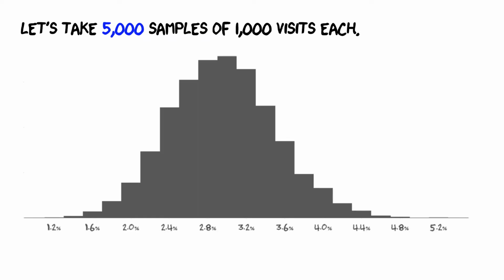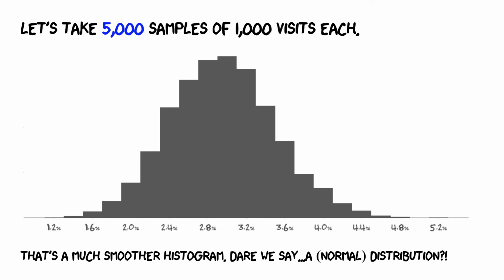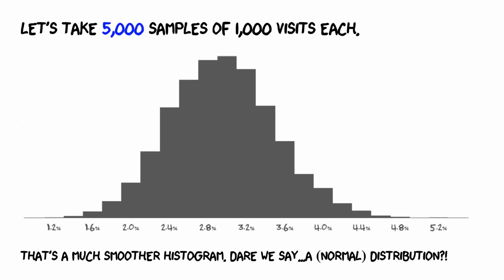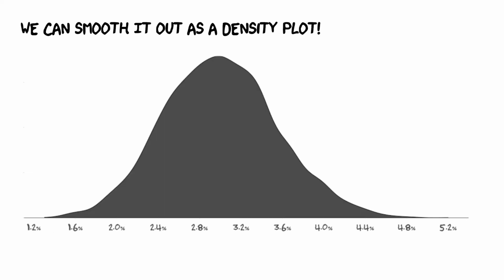And if I do that, I start to get something that looks like a much smoother histogram, starting to look like a normal distribution. Well, rather than representing it as a histogram, I can actually represent it as a density plot. It's the same data, but now I've got a smooth curve that's representing the data. And again, if we go back, this histogram is very, very similar. You can see that it's smoothed out. That's what my density plot is.